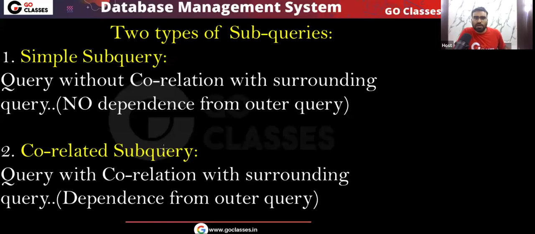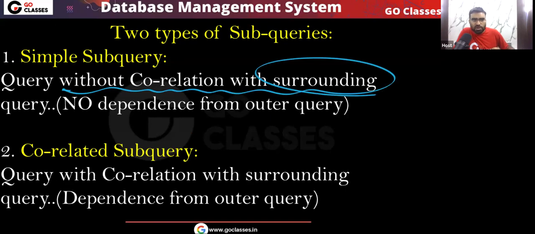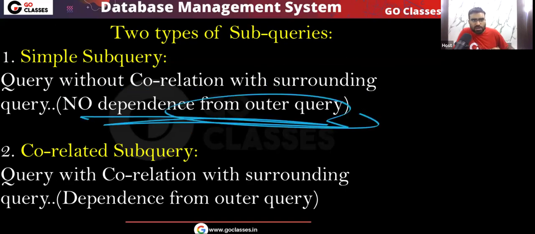So let's move on. Now there are two types of subqueries. One is simple subquery, another is correlated subquery. Simple subquery is a completely independent subquery, independent of the outer query. This simple subquery means it is without correlation with the surrounding query, no dependence on the outer query.